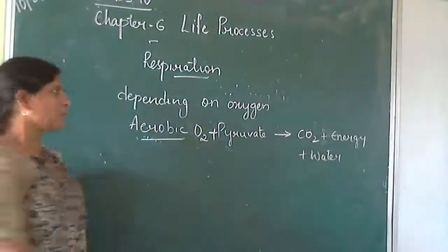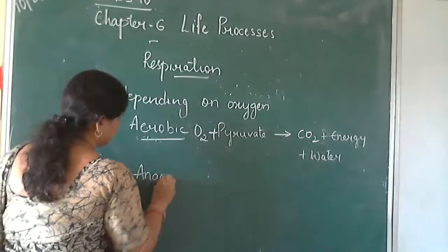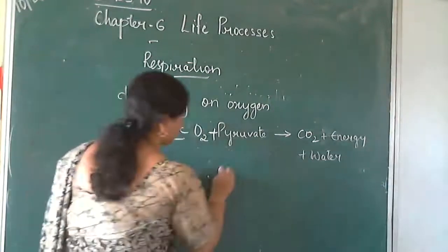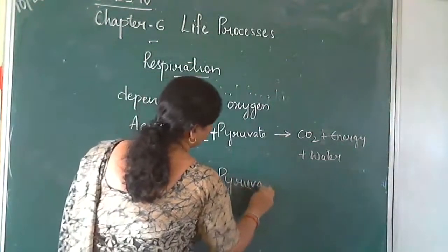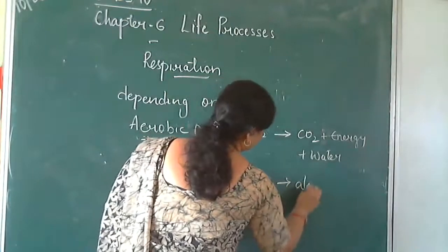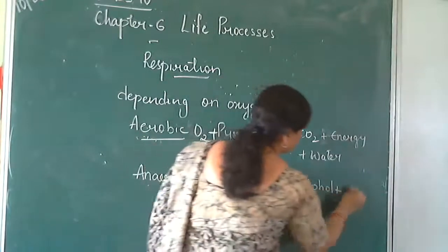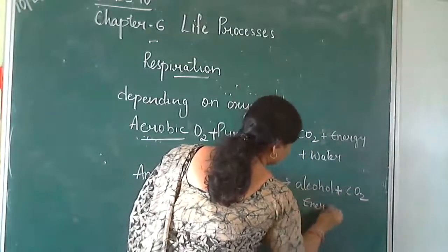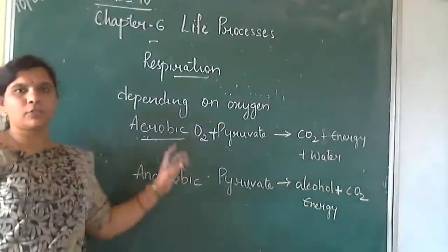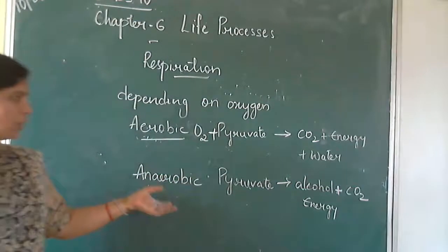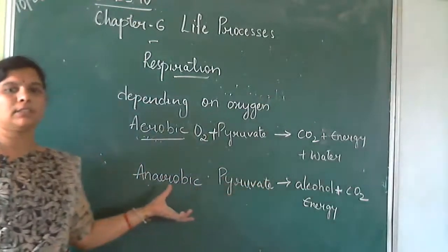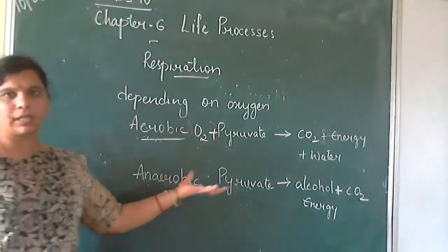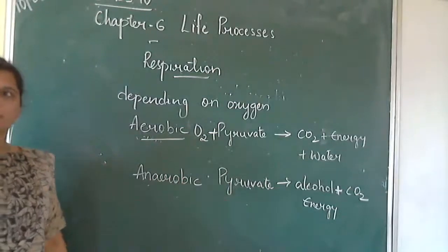So in the absence of oxygen, what do we call them? Anaerobic. Right? So pyruvate is broken down to form alcohol or ethanol, carbon dioxide, and energy is released in this anaerobic process, which is in the absence of oxygen. This anaerobic process is used industrially, that is, the use of yeast for the preparation of alcohol as well as in bread making. It has an industrial application.